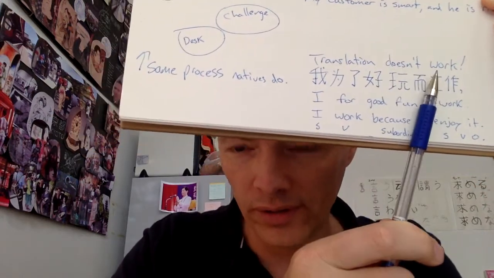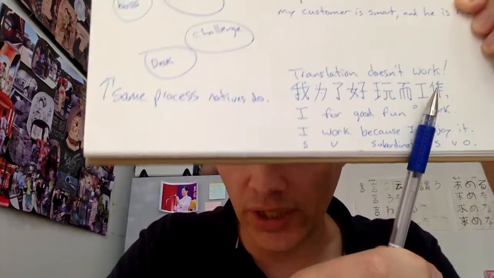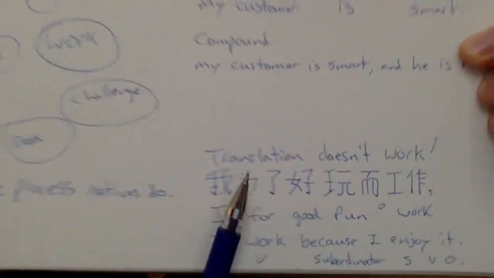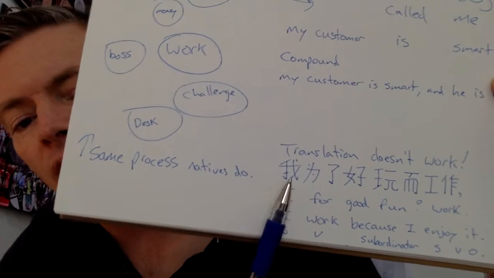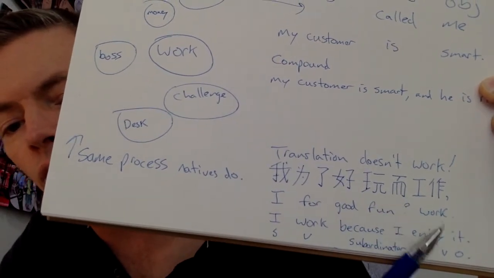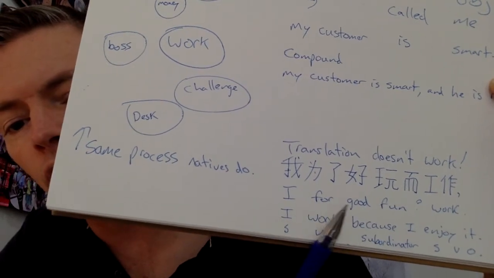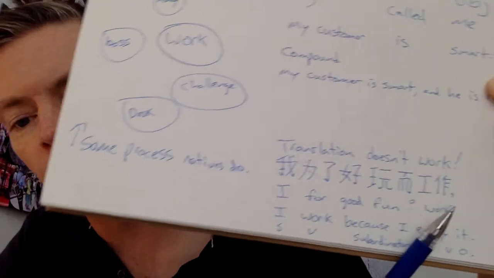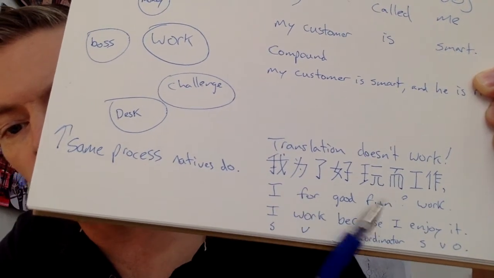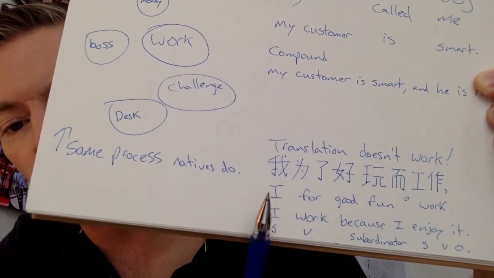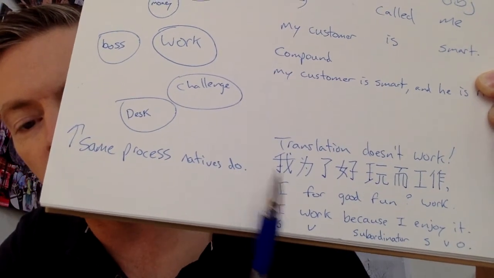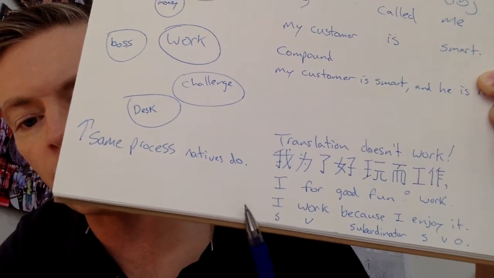Translation doesn't work. From your language into English, translation doesn't work. Let's see. In Chinese, 我为了好玩而工作. I for good fun work. Now you're thinking in Chinese, or your language: I for good fun work. In English, that is incorrect grammar. So how do we fix it?